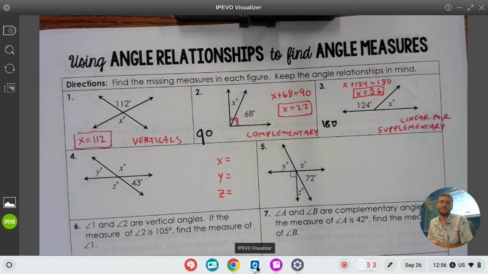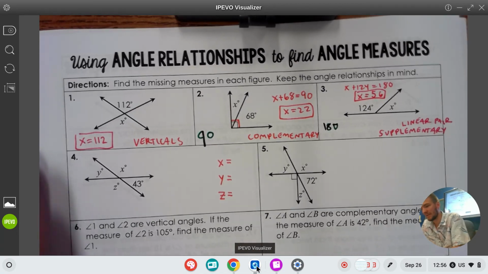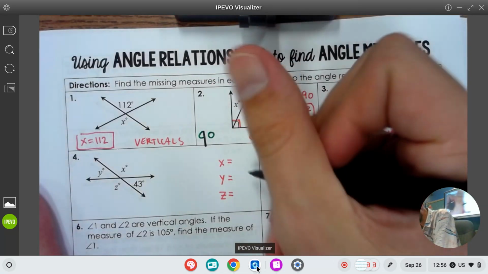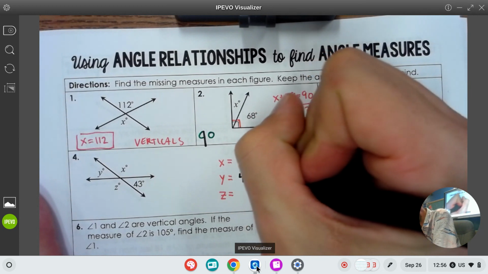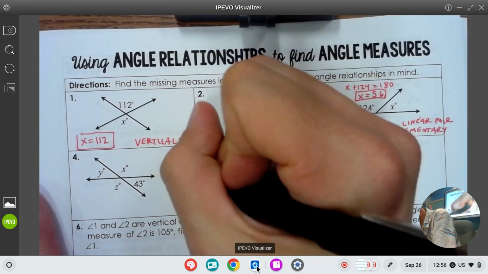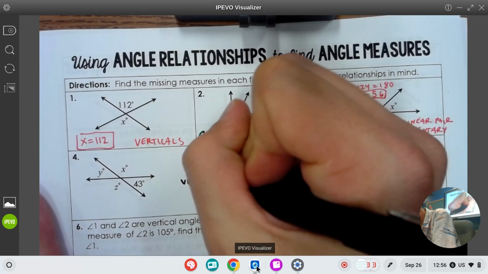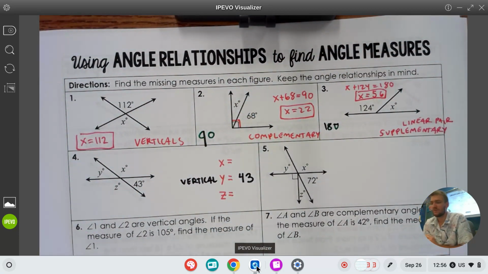Which of these do you feel confident going for first, X, Y, or Z? I think one of them is really easy to find. I think Y is really easy to find. Y, what's the value of Y? 43. And I would say that Y is a vertical relationship with the 43, right? We're across, we're opposite, two straight lines, easy. Now, X and Z, how can we find the X and the Z?